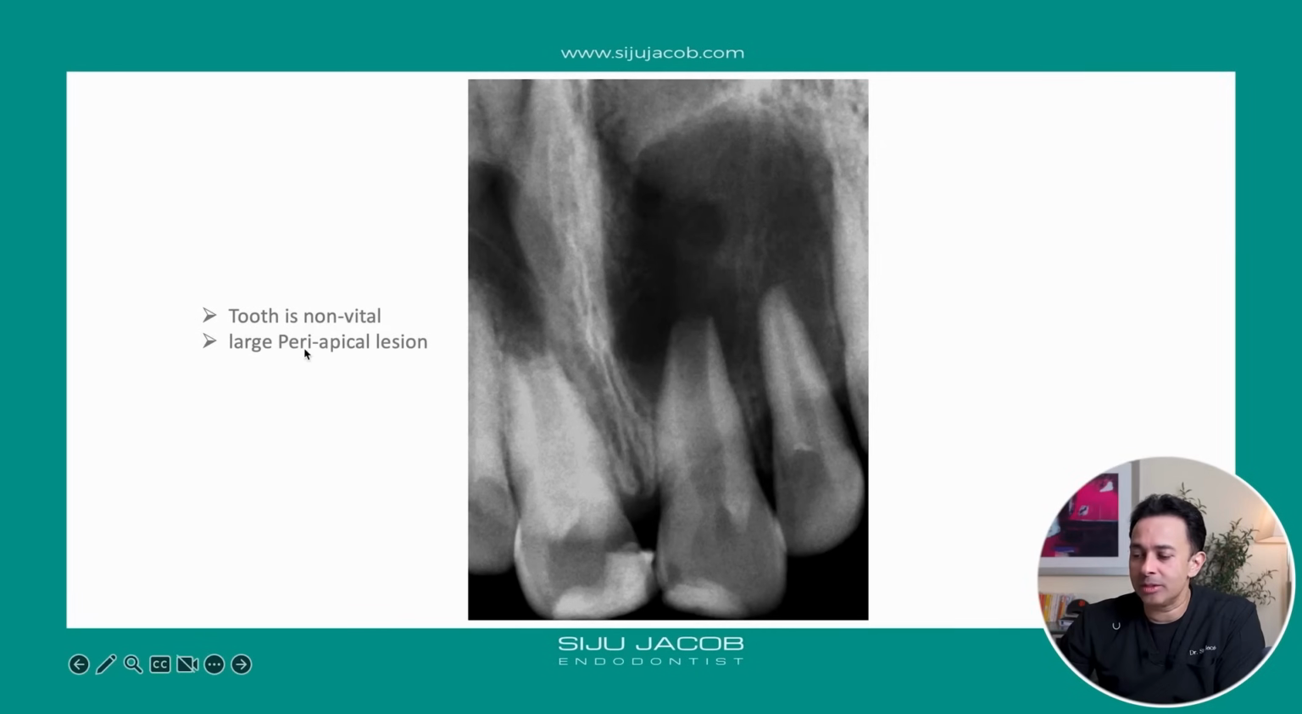The third is the tooth is non-vital. There's a large periapical lesion associated with the open apex. So the lesion is pretty large. So according to me, this is a slightly different scenario and should be managed accordingly. So these are the various clinical scenarios that one encounters in everyday clinical practice. And we are going to take a deep dive and have some framework as to how to proceed depending on these various clinical scenarios.